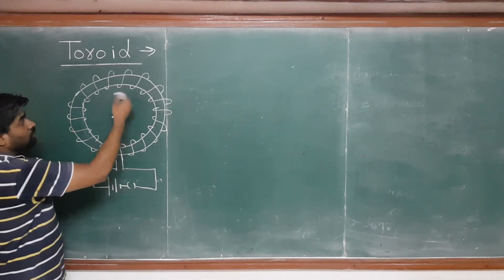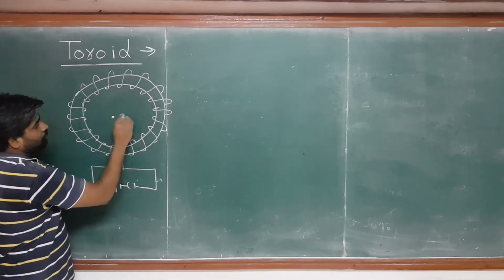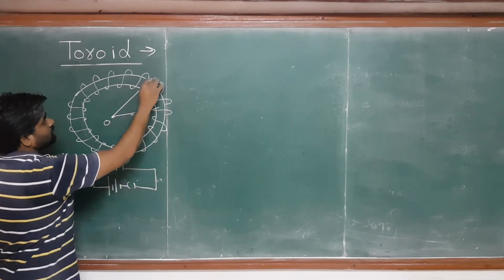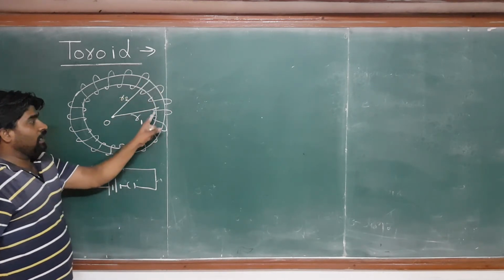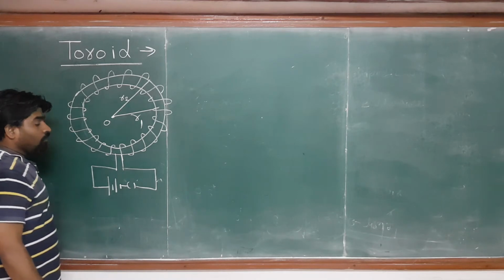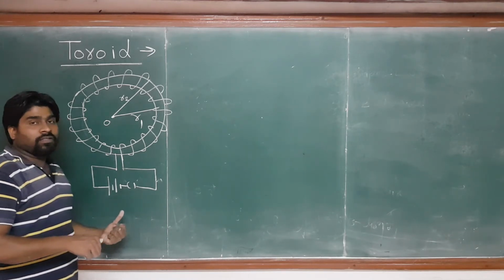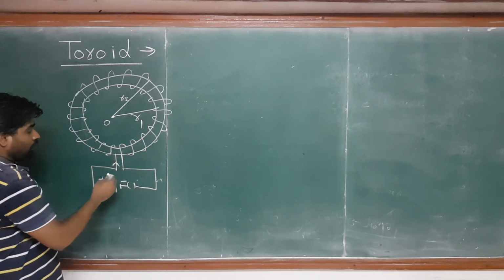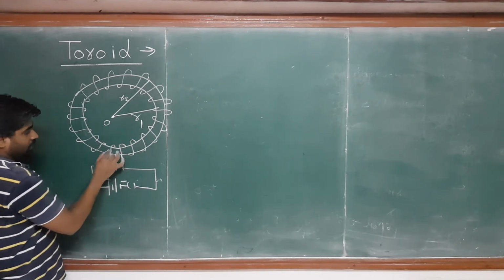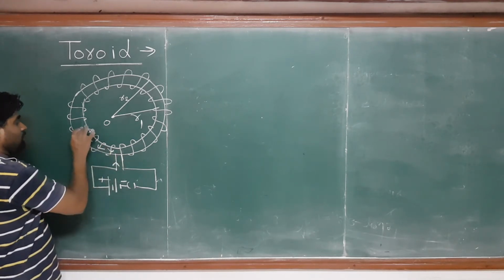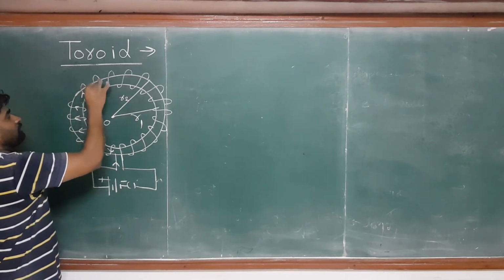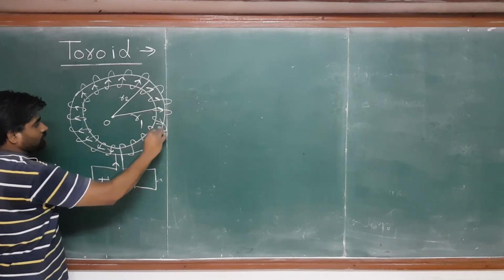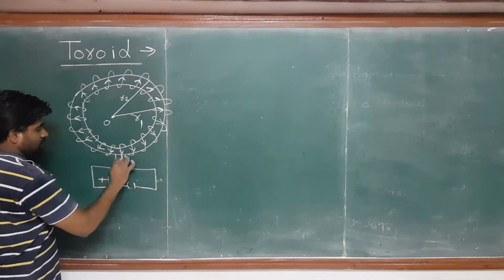Right? A toroid has different radii. This is called the radius R1 from the center O. This is called the radius R2 from the center. That means the internal and the external. What will happen when we pass the current through this solenoid? When I switch it on, the current begins to flow from this end, going inside and it comes out like this. So I'm drawing here.